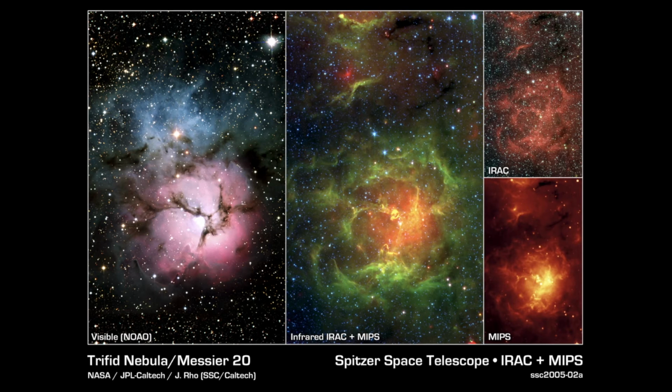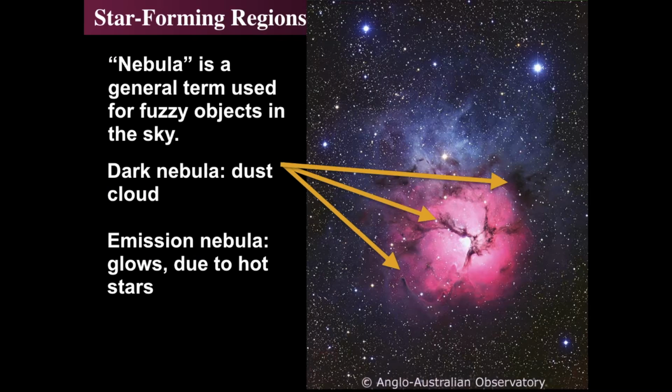So let's look at those different kinds of nebulae that make up the Trifid Nebula. The word nebula just means fuzzy thing in a telescope. That's really what it means. I can't tell what that is in the telescope. It is nebulous. So this image comes from the Anglo-Australian Observatory, a place where people do all sorts of wonderful things.